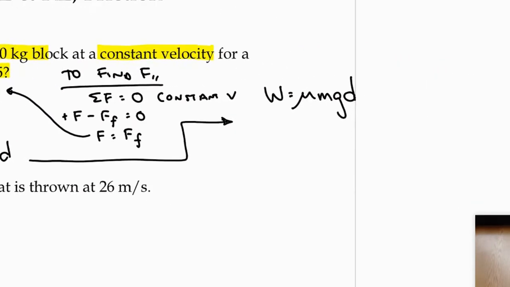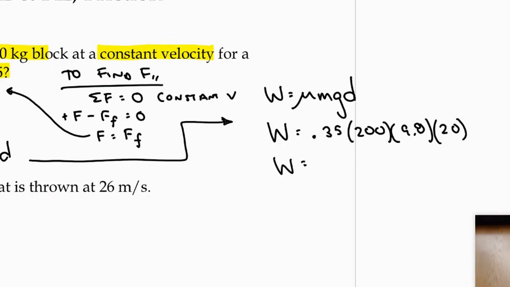So, take a look, and at this point, we're in that beautiful sweet spot of physics where we know all the numbers. 0.35 times a mass of 200 times 9.8 times d, which was 20 meters. Punch it into your calculator. I got 13,720. Maybe I'll round that to 13,700 joules.